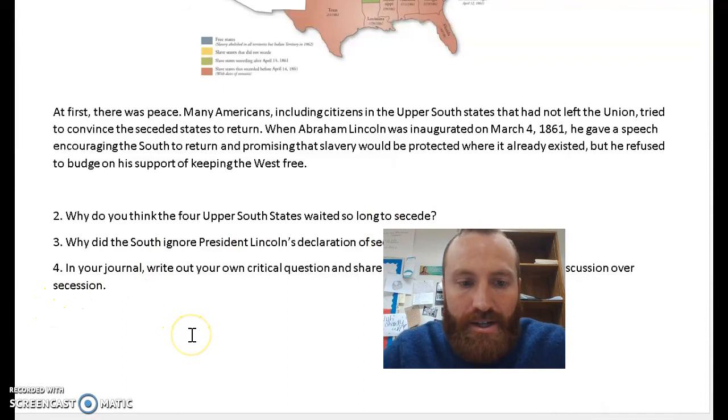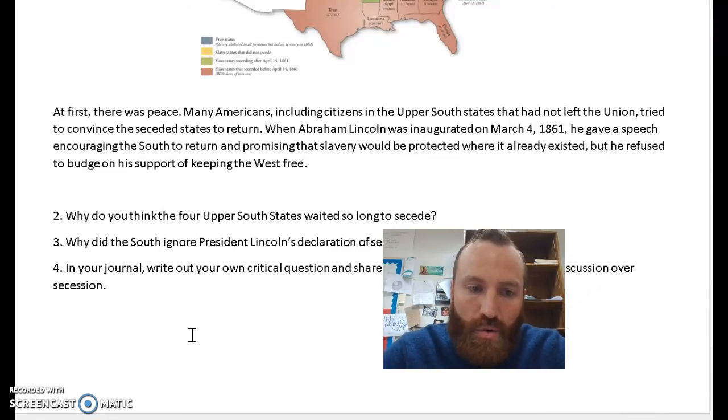On number 4 in your journal, I want you to write out your own critical questions. Based off this reading and your knowledge, I want you to create your own question. Be sure to use either how, what, when, where, or why. After you create your question, I want you to share it with your partner to generate a discussion over secession. All right, go ahead and pause the video at this time. If you need to reread, go ahead, but be sure to get these answers in your journal. You will have 10 minutes to get this complete.